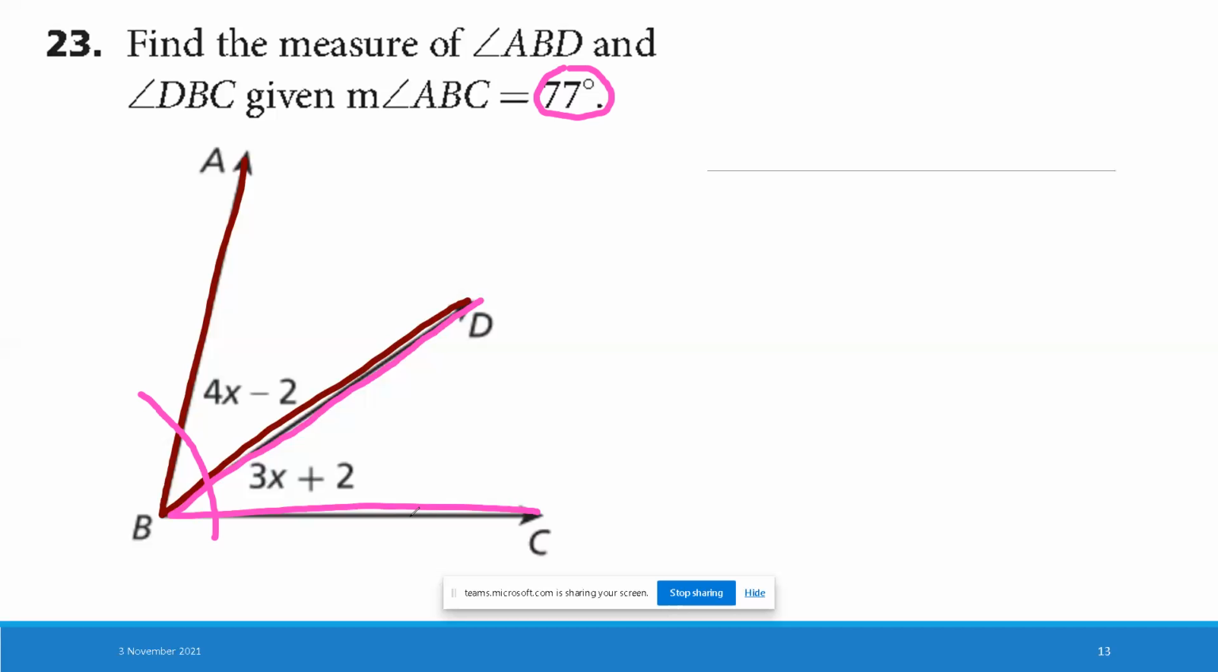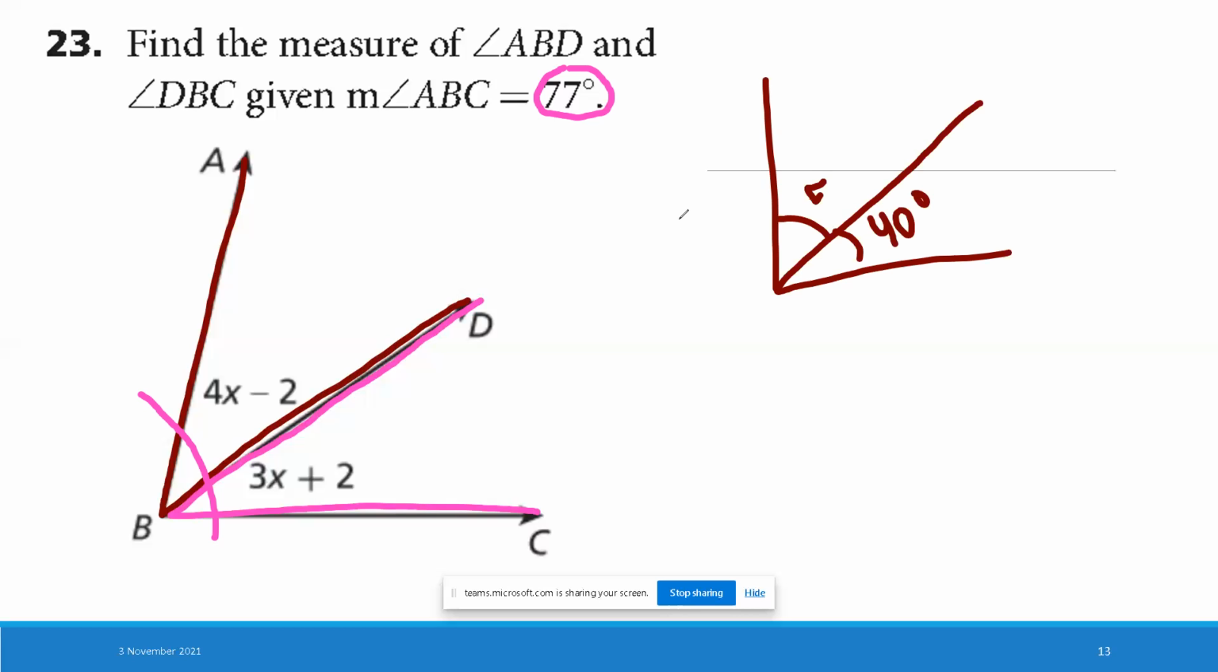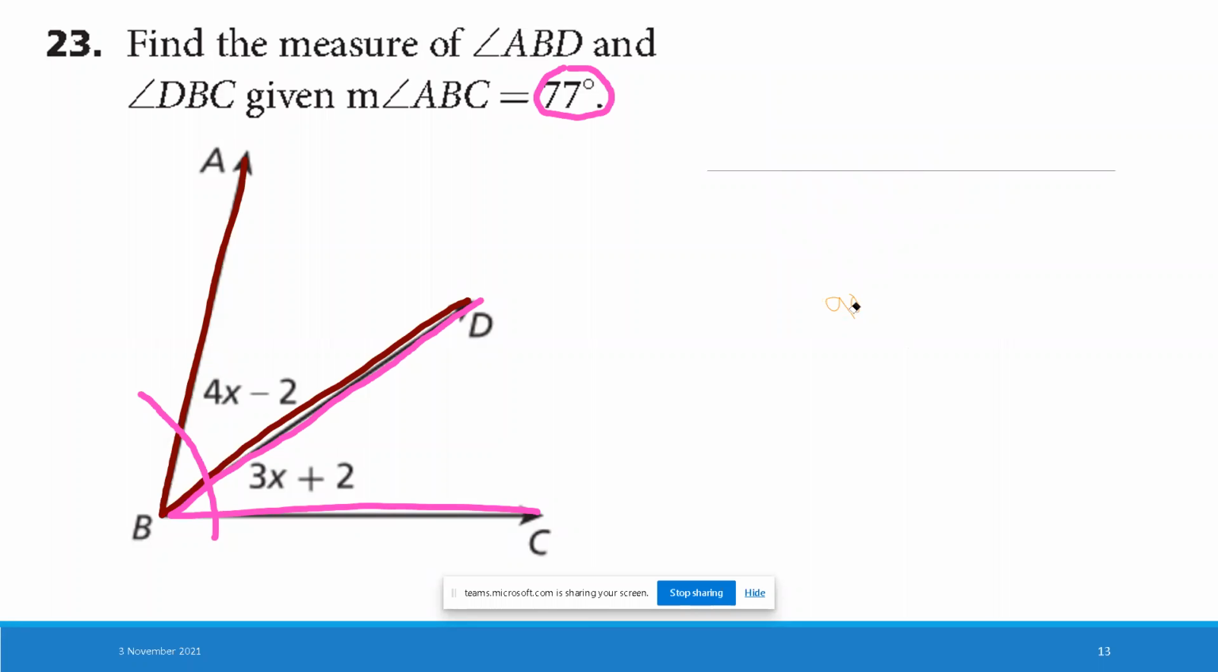Yeah, they are adjacent. And as we said, if we have an angle, like this as an example, if this is 40 degrees and this is 50 degrees, when you add them together, you get 90 degrees. So as you say now, in order to find the measure of the angle, you have to add 4x minus 2 plus 3x plus 2 equals the greater one, which is 77.